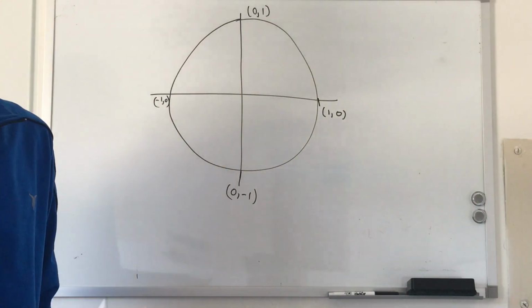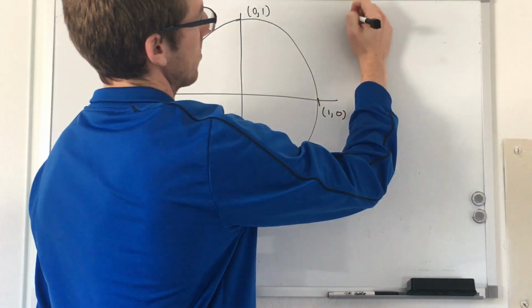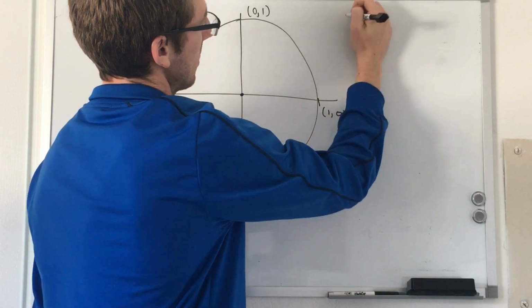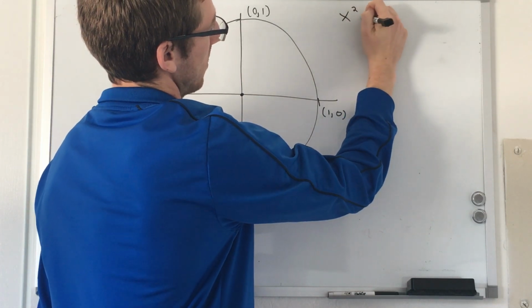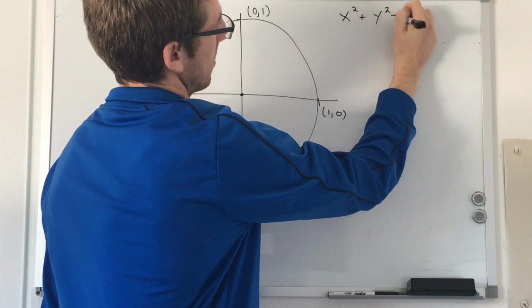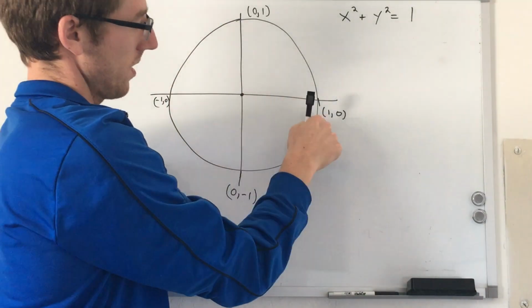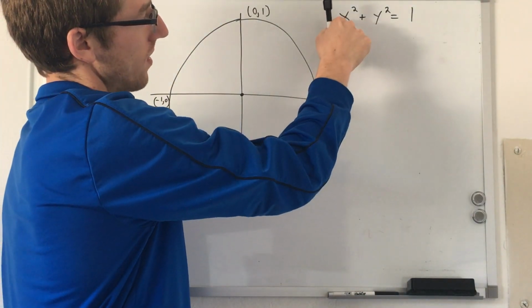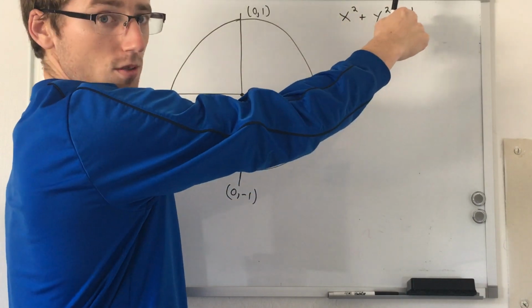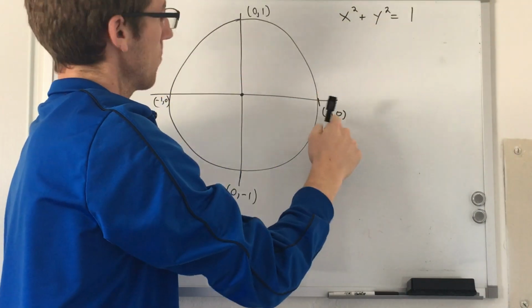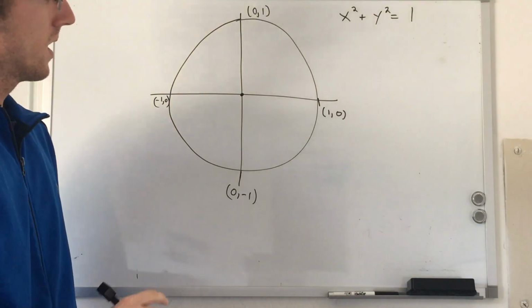Right? So it's a unit circle, and let's remember our equation for a circle. It's centered at the origin here. So the equation is going to be x squared plus y squared equals 1. That's because the radius is 1, right? So remember we have x squared plus y squared equals r squared. So our r squared is 1, so we just put 1 here.